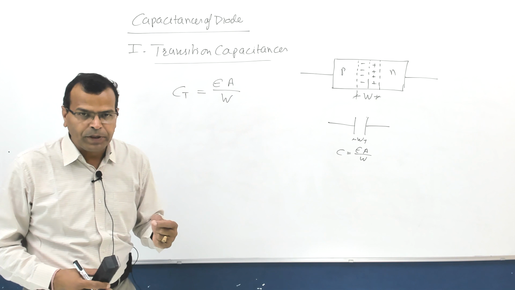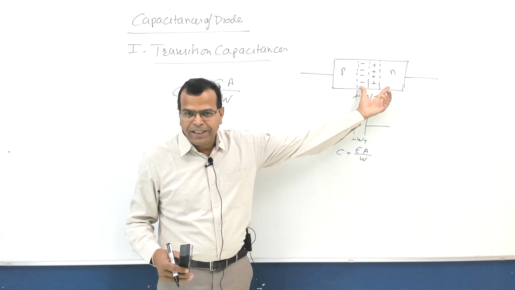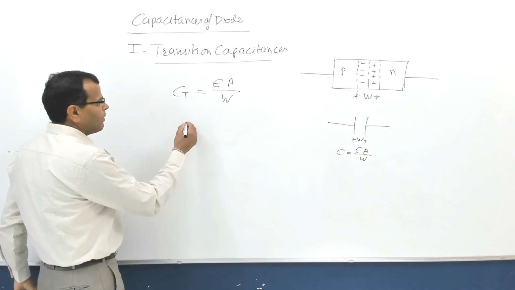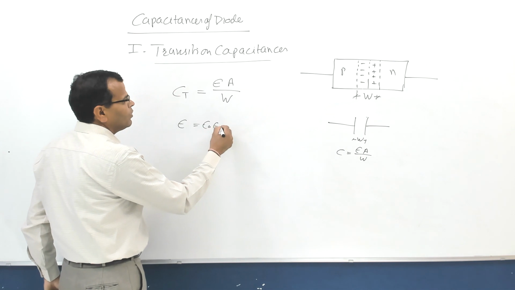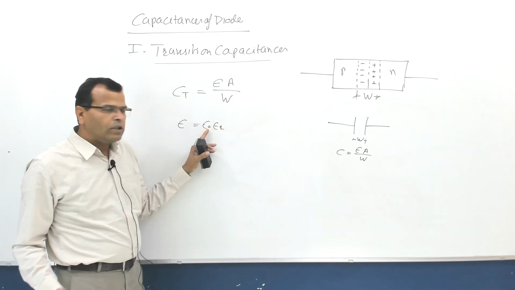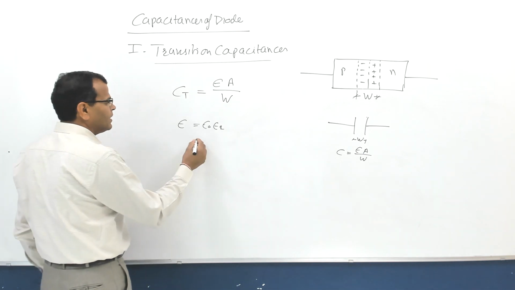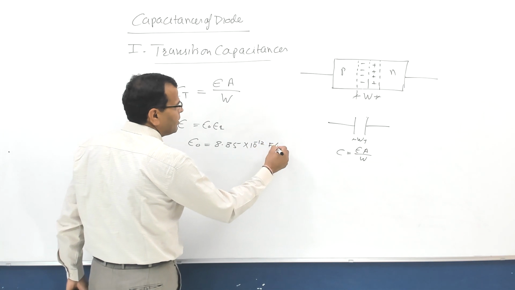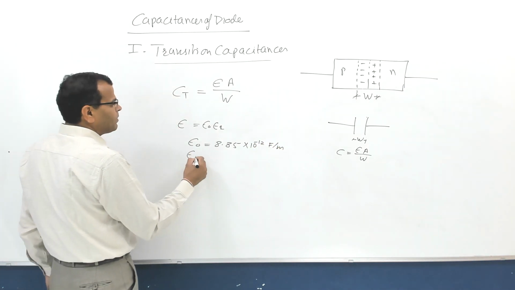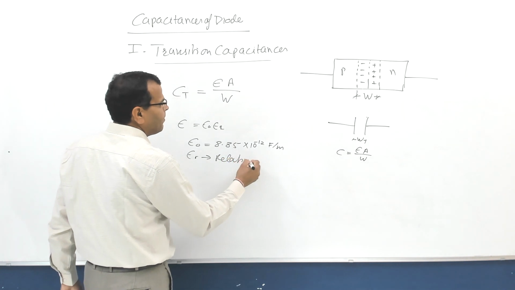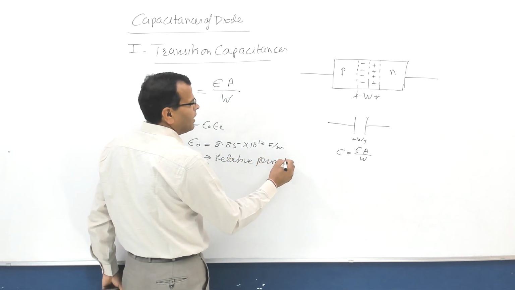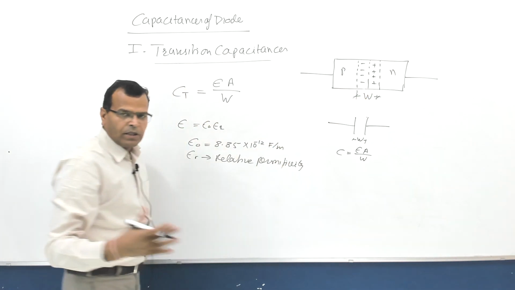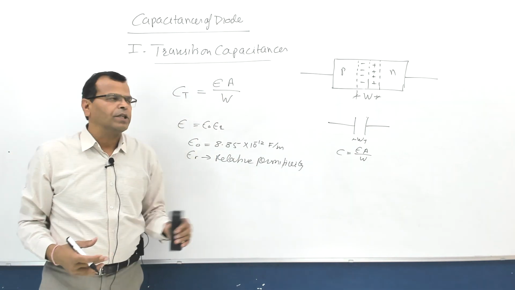Now, what is epsilon? Epsilon is permittivity of this semiconductor material. Fine. So you should remember the permittivity of semiconductor material is epsilon naught into epsilon R. Epsilon naught is the permittivity of free space, that is epsilon naught is equal to 8.85 into 10 raised to power minus 12 farad per meter. I hope you know. And this epsilon R is called relative permittivity of this medium, that is semiconductor. So you should remember this relationship.